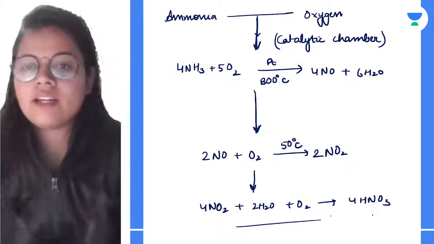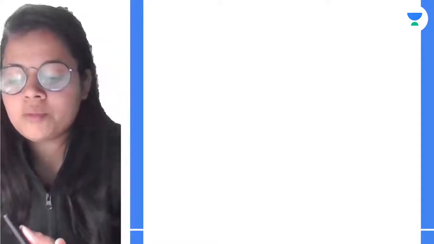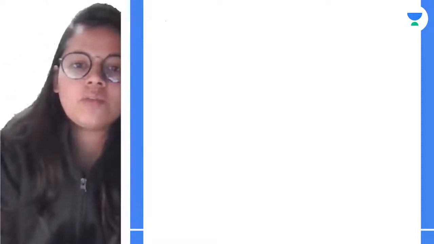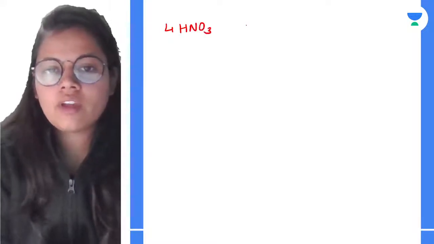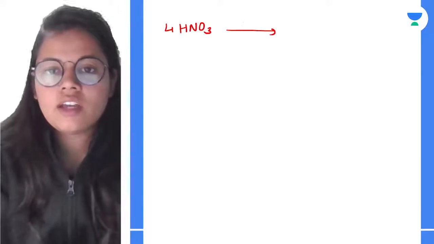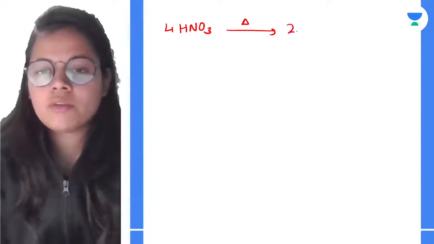I hope that this is very much clear to you. Now talking about nitric acid. Nitric acid is unstable, and it can decompose at room temperature. So what happens when it decomposes? See, if this is my nitric acid, at room temperature it will be decomposing. It will be forming what?